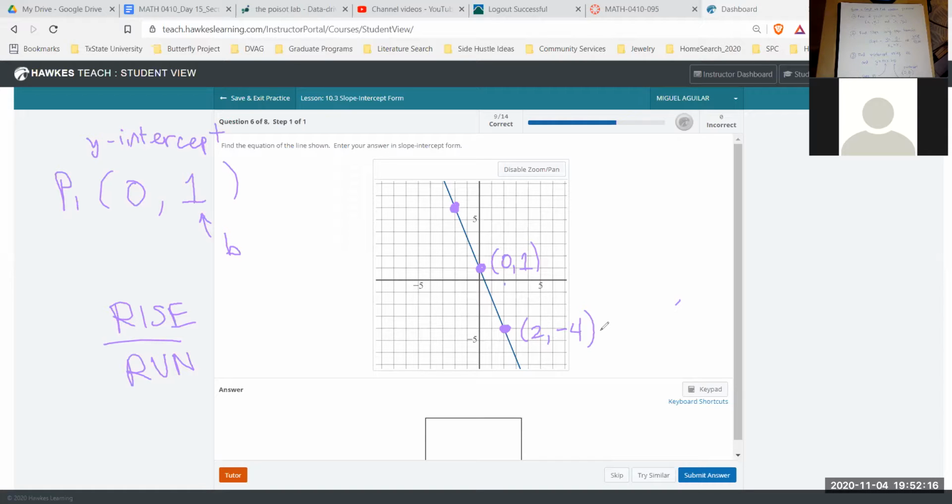But in order to get to that other point, I went down. How many points did I go down? Let's see. I went down 1, 2, 3, 4, 5. So I went down 5, and then I went over 1, 2, plus 2. So my rise is -5, and my run is 2. So that's the slope of this line, -5 over 2. Does that make sense? Or is there any confusion there?